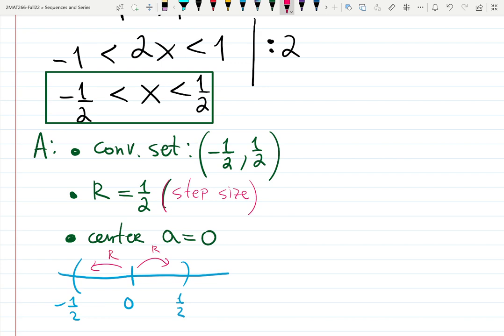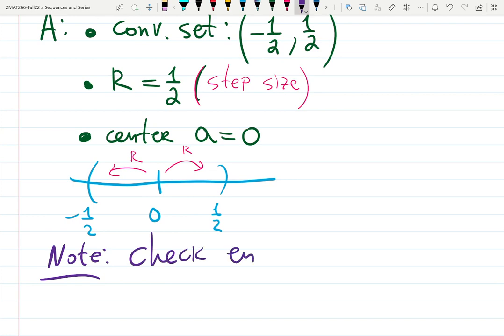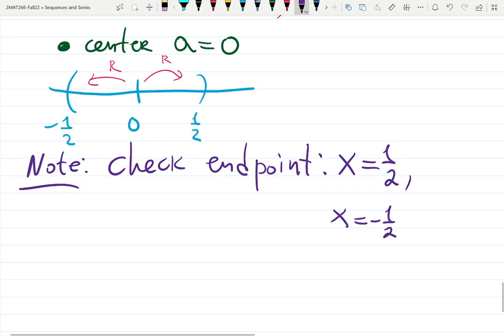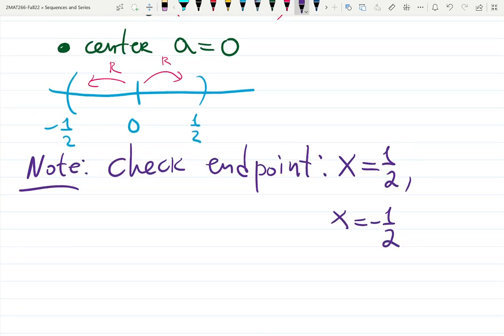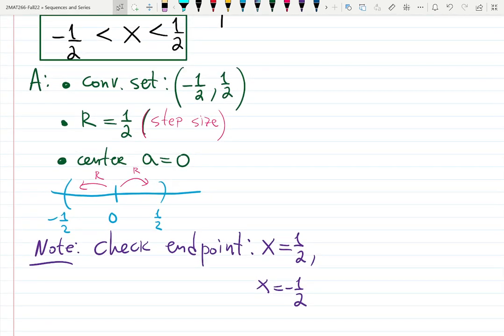However, unlike in the previous example, we actually need to check the endpoints. So note, you're actually supposed to check endpoints, which are what is happening at 1/2 and what is happening at -1/2. So one can converge, for example. Then we will include one of those. Maybe both give us convergence. Then we're going to include both.